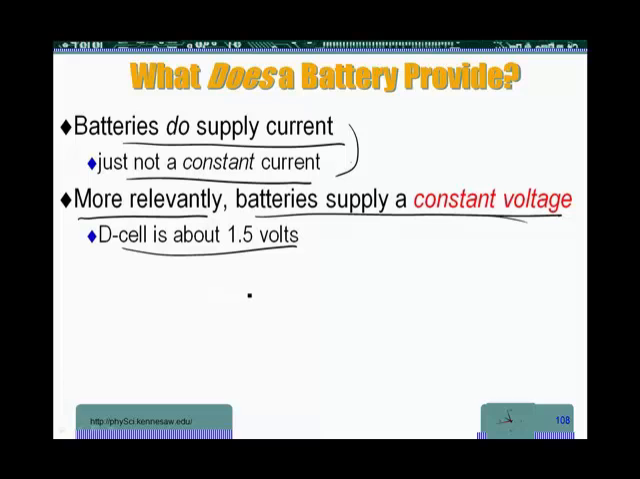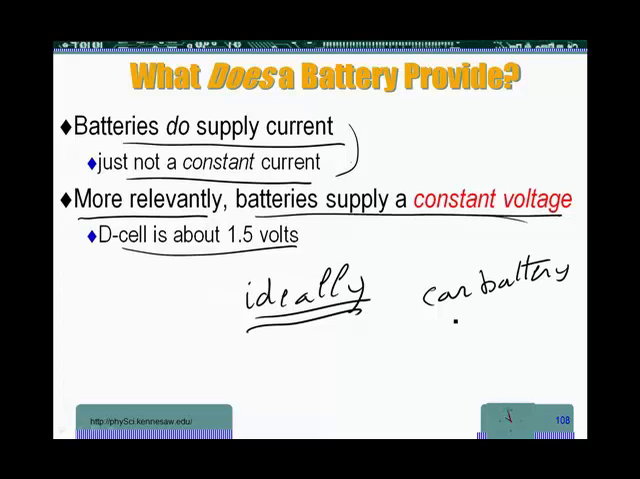One note though, ideally, for example, your car battery usually provides about 14 volts. But once connected in the car, it's going to provide something closer to 12 volts. And depending on the load, it's going to be more or less than 12 volts. So ideally, it's a constant voltage.